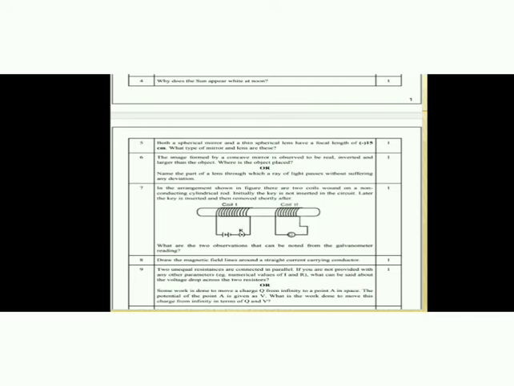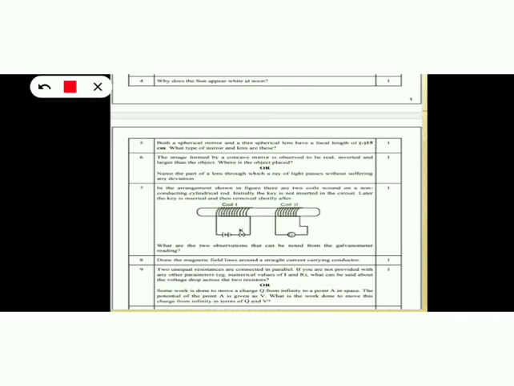Okay, so the type of mirror is convex and the type of lens is concave. Then let's discuss the sixth question. The image formed by a concave mirror is observed to be real, inverted and larger than the object. So where is the object placed?